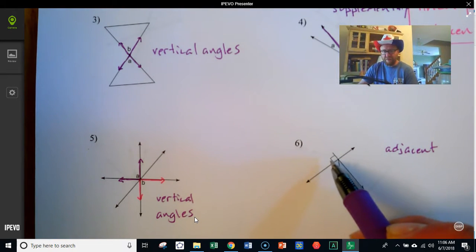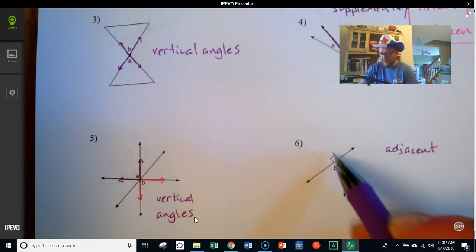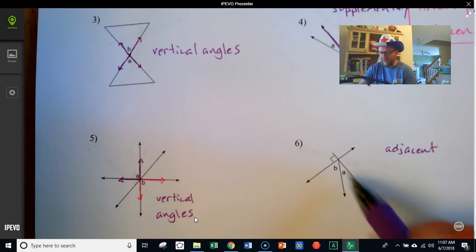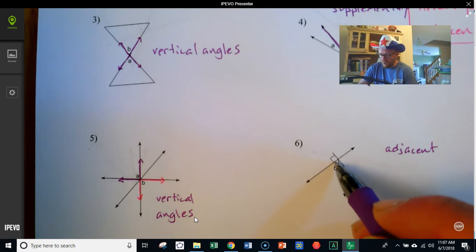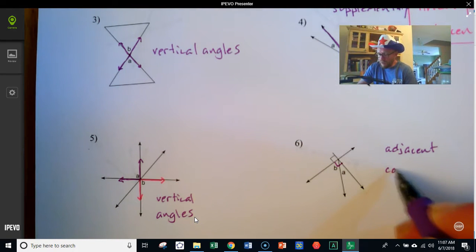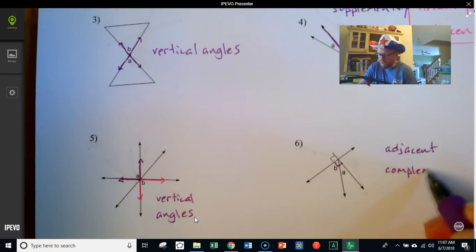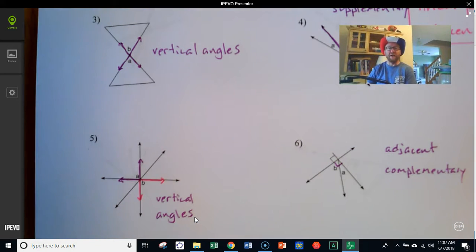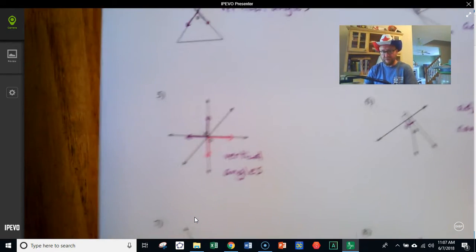And because this is a right angle over here, and this straight line tells us that that's a 90-degree angle, which means that this on the other side is also a 90-degree angle. And B and A, they come together to make that 90-degree angle, so they are complementary, meaning they add up to 90 degrees. Their measures add up to 90 degrees.